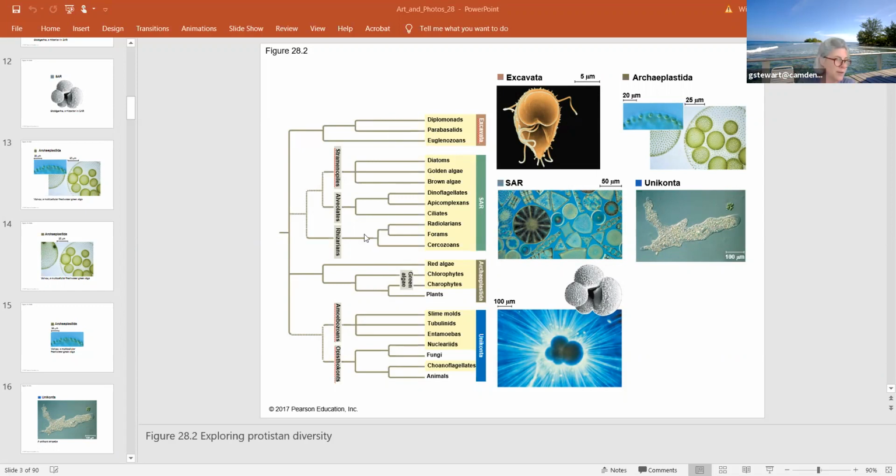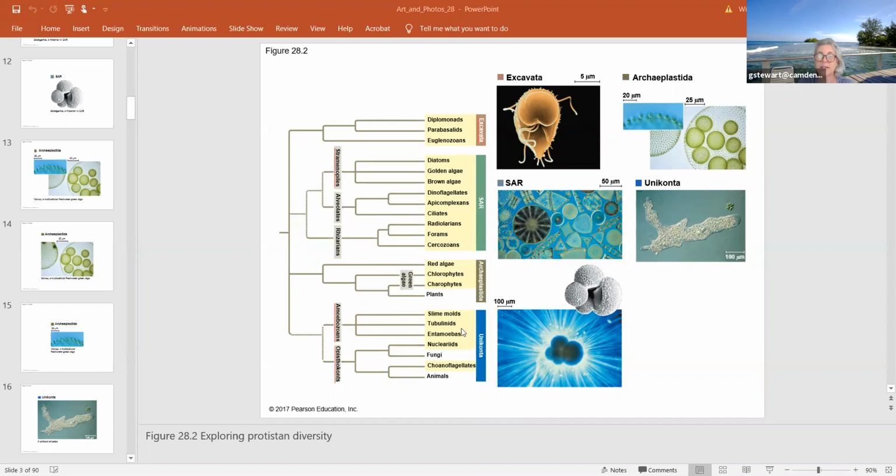So the protists have generally been divided into 4 major groups here. Excavata, SAR, that's an abbreviation for these 3 major subgroups, the stramenopiles, the alveolates, and the rhizarians. The Archaeplastida, this would include the ancestors to green plants. You can see plants showing up here. Notice they are not highlighted in yellow because they are not protists.